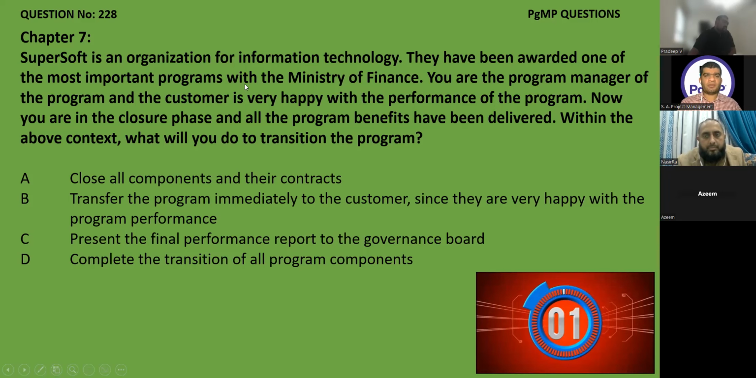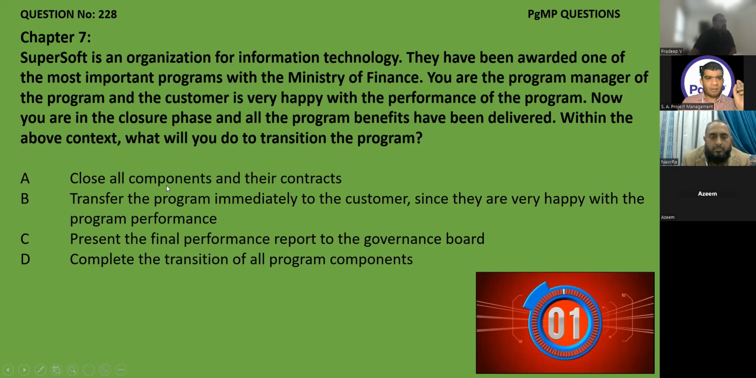Within the above context, what will you do to transition the program? Supersoft is an organization for information technology. They have been awarded one of the most important programs with the Ministry of Finance. You are the program manager of the program, and the customer is very happy with the performance of the program. Now you are in the closure phase, and all program components have been delivered. Within the above context, what will you do to transition the program? It means that program delivery phase is already closed and we are in the program closure phase. Everybody agrees? Please unmute.